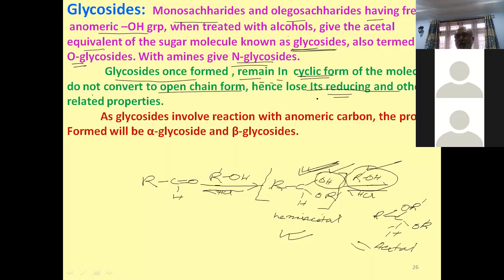So that methyl group is not migrating to the other carbon atom. So that migration is not possible. So it does not go to that aldehydic form. In other words, it does not go to the open chain form. But the reaction as such is reversible. Remember, the reaction as such is reversible.